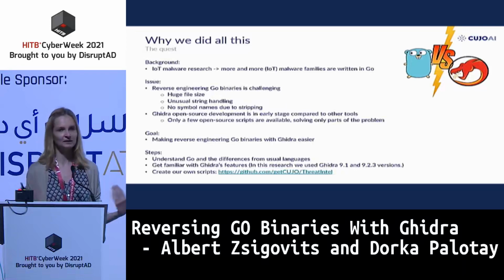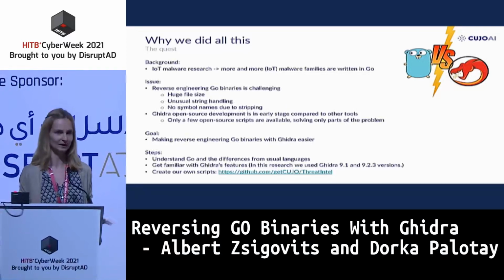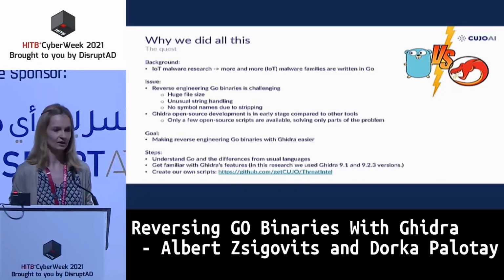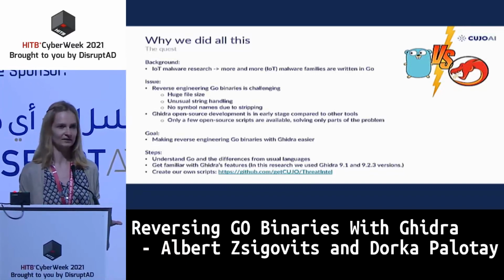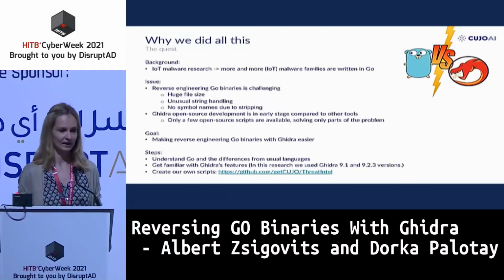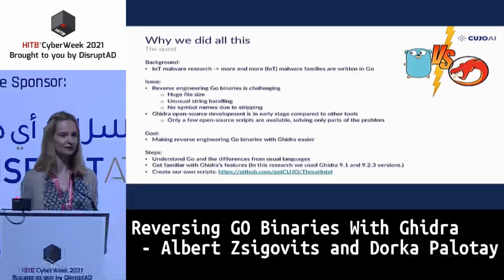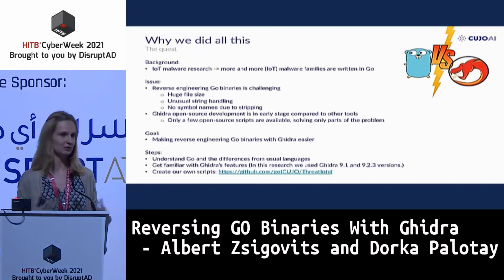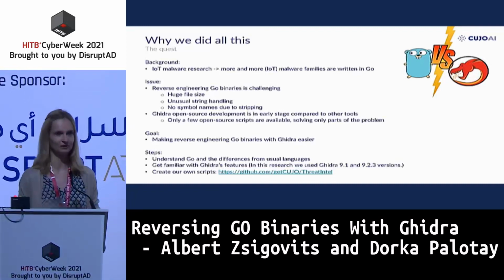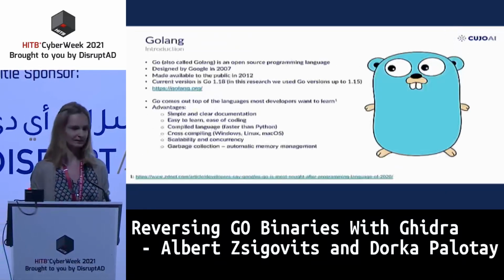So basically what I will explain in this talk today is what we need to know about the Go language, what we need to understand there, what different features Ghidra has that we used in our project, and then I will introduce the scripts that we wrote, and those are also available on GitHub. So if anyone needs these scripts, wants to use or improve them, or just collaborate, you can find them and use them for your own analysis.